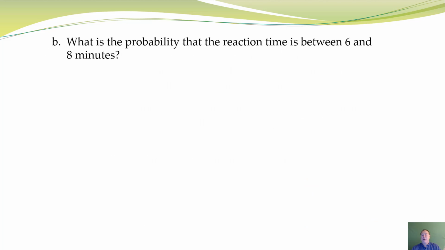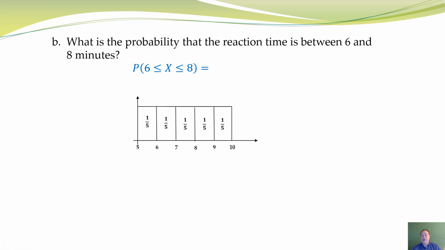Question B, what is the probability the reaction time is between 6 and 8 minutes? Well, we look at our curve. We want the probability x is greater than or equal to 6, less than or equal to 8. Here's the curve. I want from 6 to 8. So this would be 2 times 1/5, which equals 2/5. You'd have 2 of the regions, because 8 minus 6 is 2.